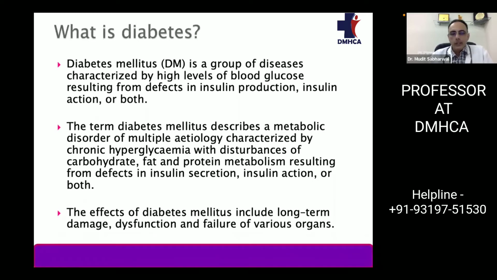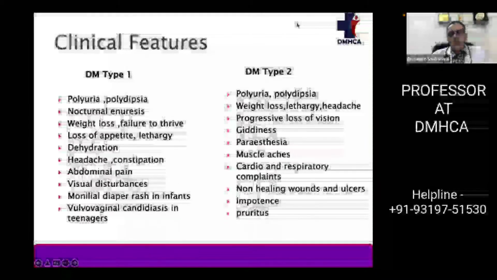As Dr. Harpreet and Dr. Sanjeev said, diabetes is a group of diseases. It's not just one disease; it's a group of diseases characterized by a high level of blood glucose resulting from defects in insulin production or insulin action or both. Coming to the characteristic features.